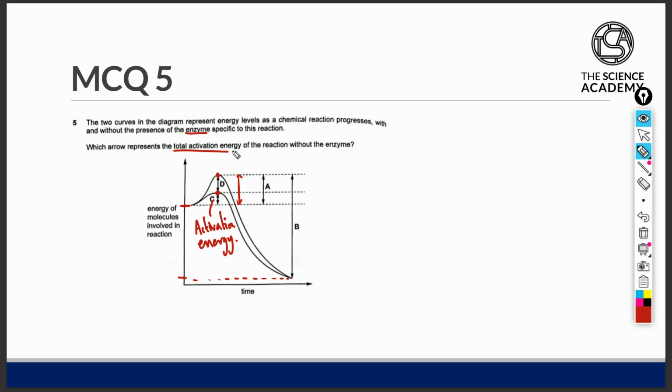Therefore, the total activation energy of the reaction without the enzyme must have been the taller hump, which is the height of C plus the height of D. That leaves us with A as the correct answer.